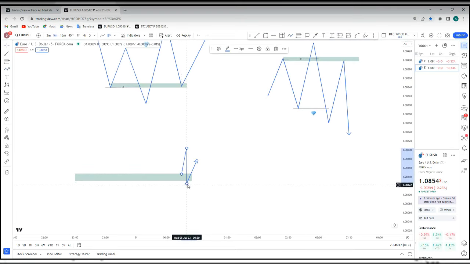This is what we call the manipulation leg. For breaking this blue, this is the manipulation leg. So you don't need to wait for price to break this high. You don't need to stress yourself. Immediately you have this manipulation leg, and this place has already filled you. So we have this accumulation and the manipulation leg, and this place is filled already, and it's distributed.